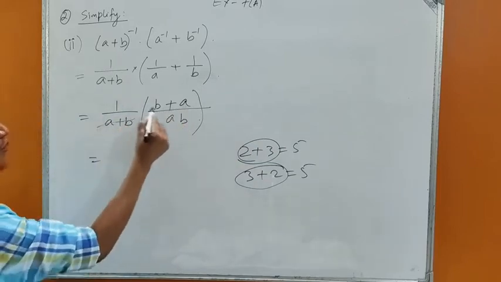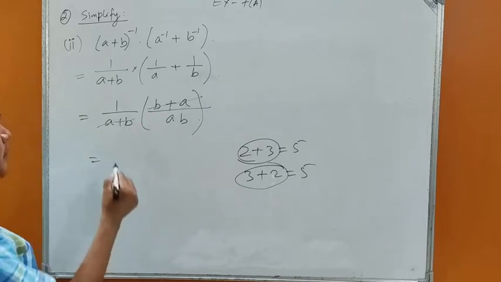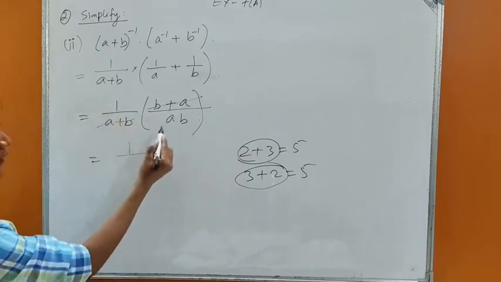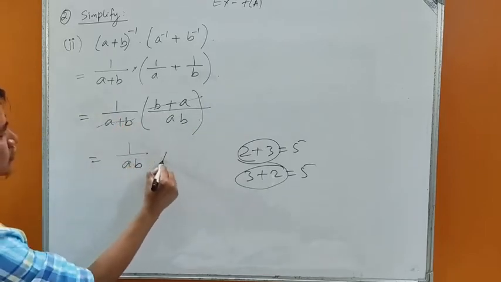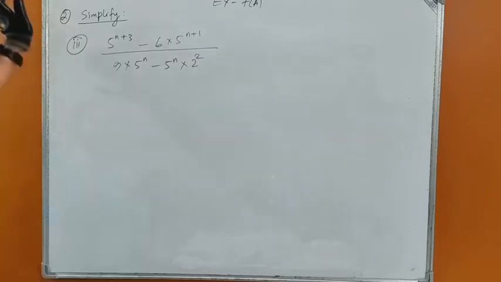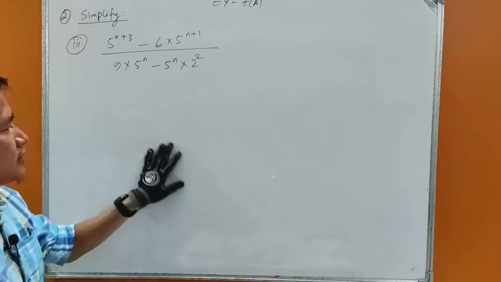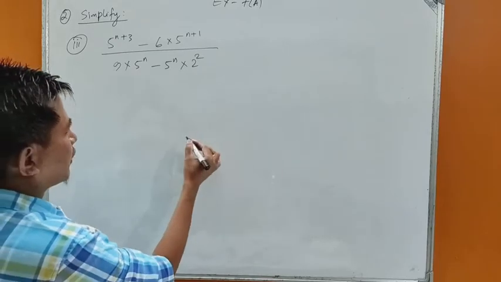That means these two numbers are identical and you can cancel them. So 1 is in the numerator and in the denominator ab. So this is the answer for this question. Okay, let's do the next question. Question number 3. Before doing this question, let's recall our formula.